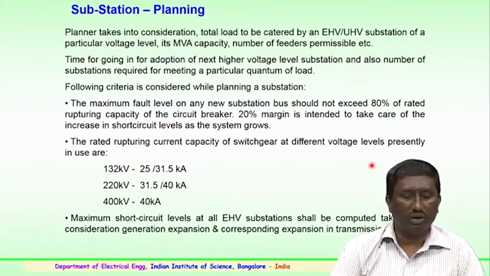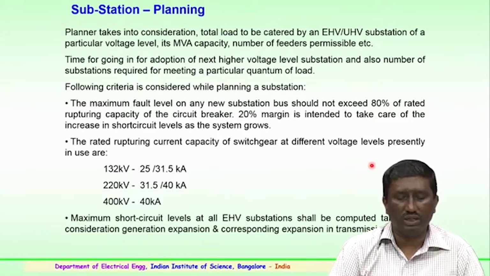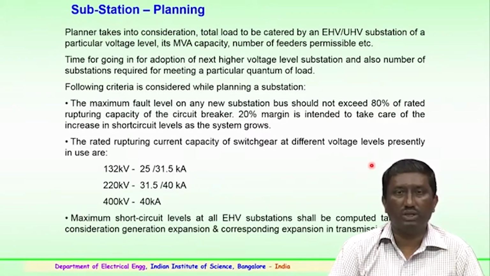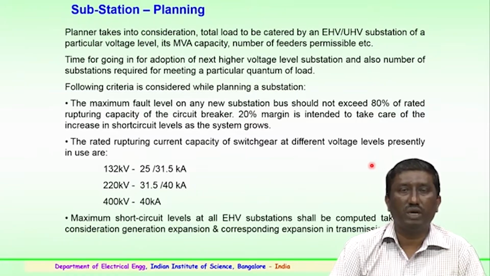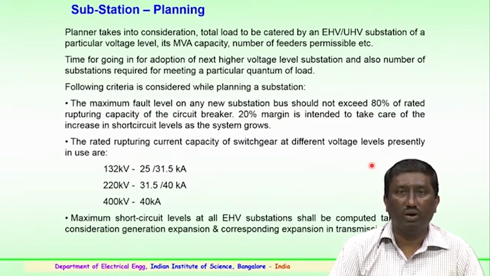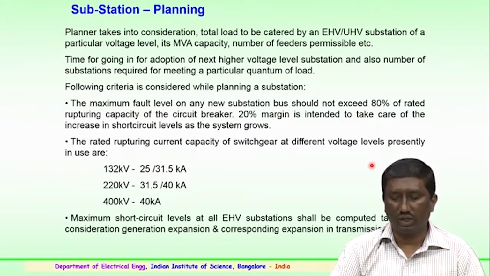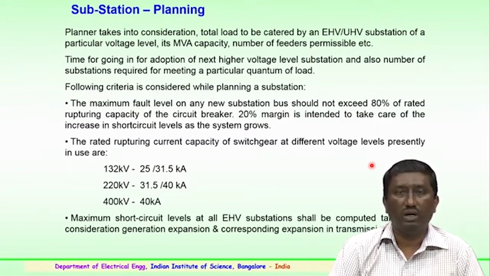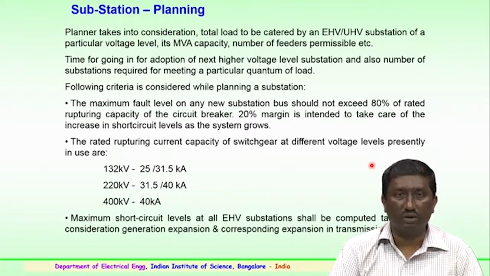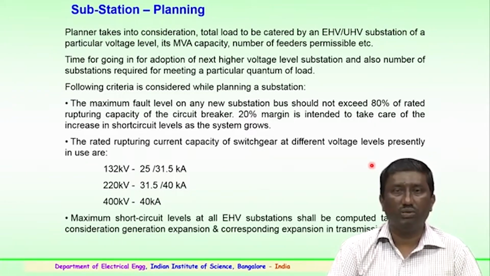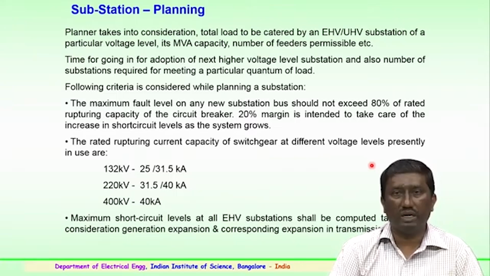Some of the criteria considered while planning for a substation, and the important one is the following: the maximum fault level on any new substation bus should not exceed 80% of the rated rupturing capacity of the circuit breaker. A very important point to be noted, which is to be considered while properly planning for the substation.